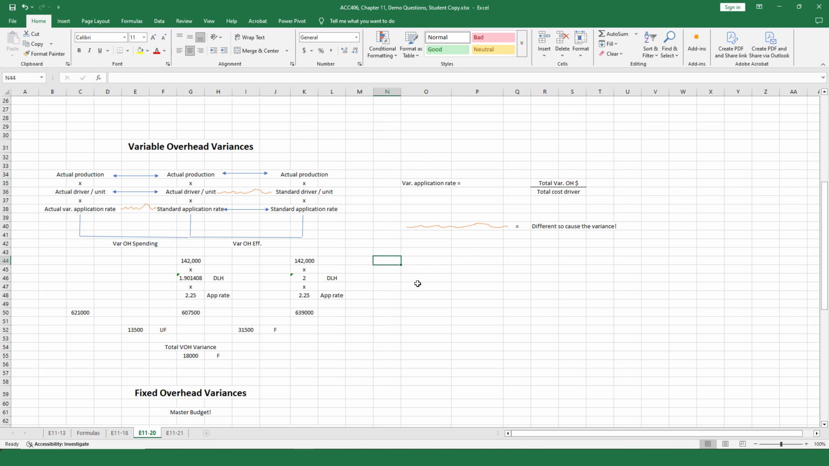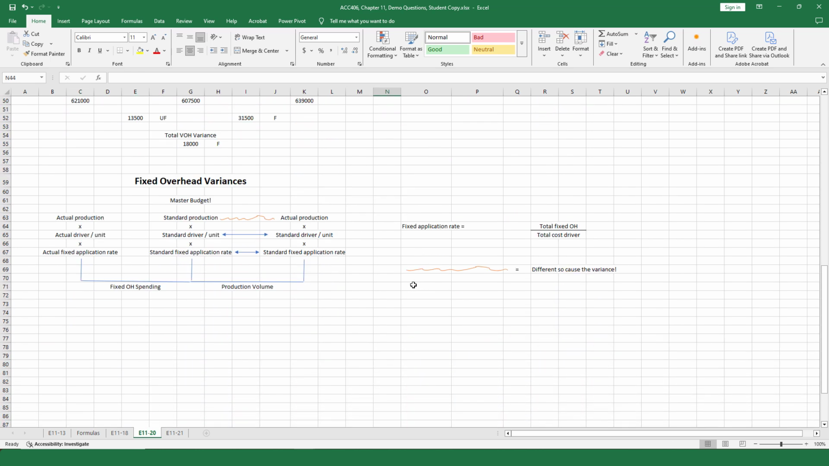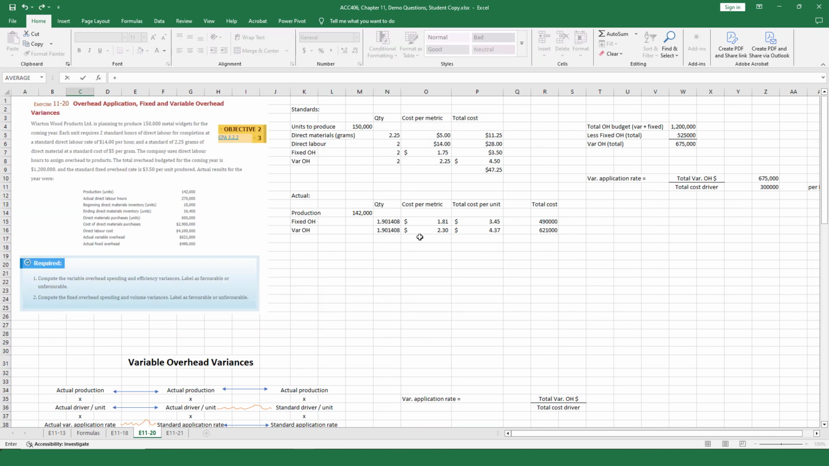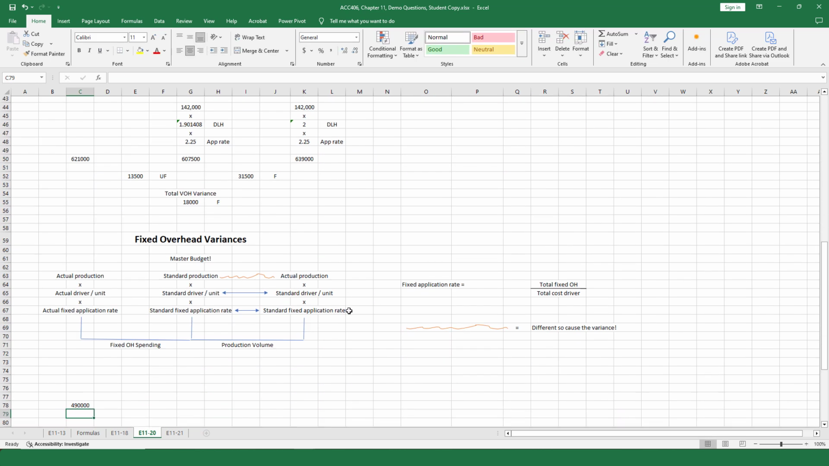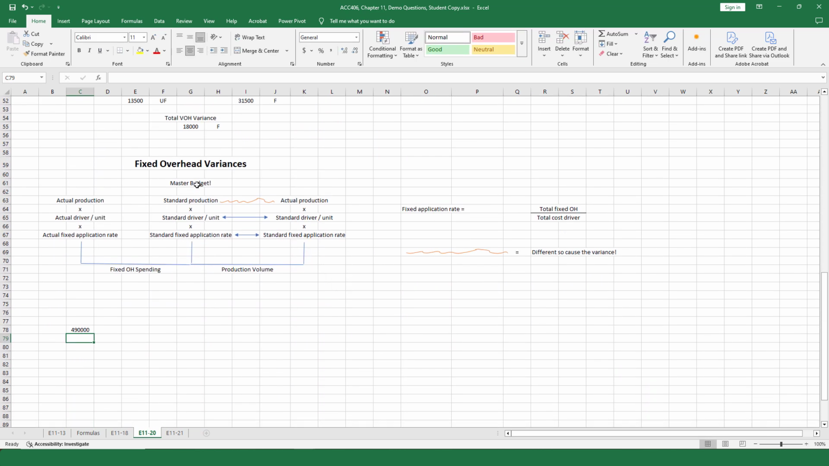All right, let's just go down, and we'll do the fixed overhead variance. Actual production, actual driver per unit, actual fixed application rate. Again, they're giving us this. We just have to grab it. So this is 490,000. Over here, this is the master or static budget. This is all budget information.